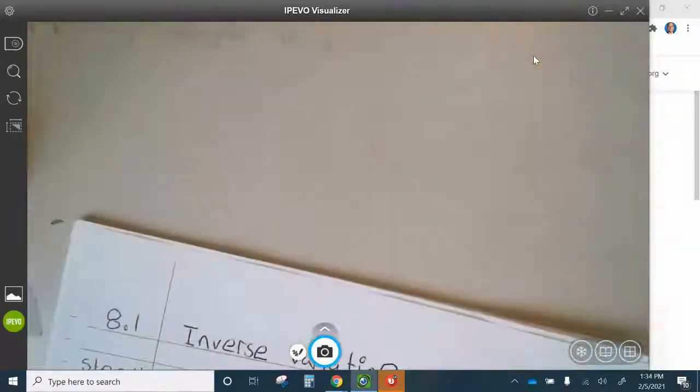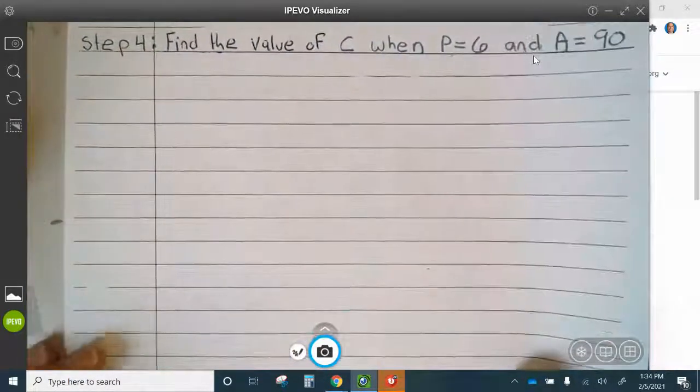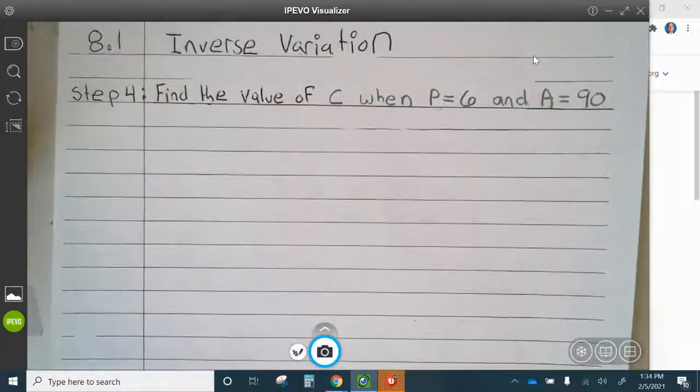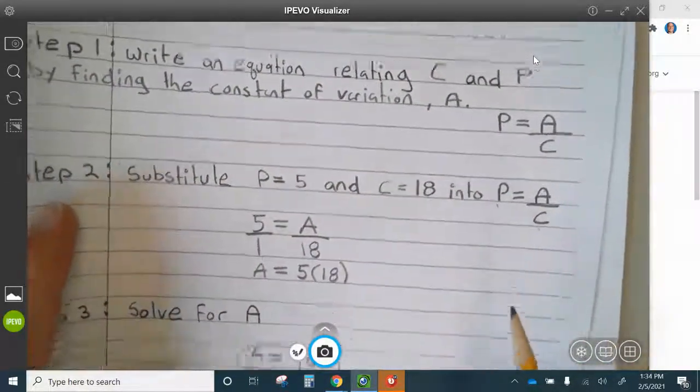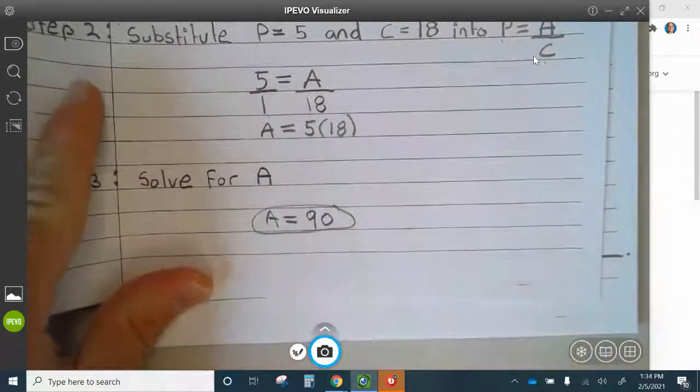All right. Step 4. Find the value of C when P equals 6 and A equals 90. Okay, let's go back and make sure we have the equation. So the equation is P equals A divided by C and A equals 90.